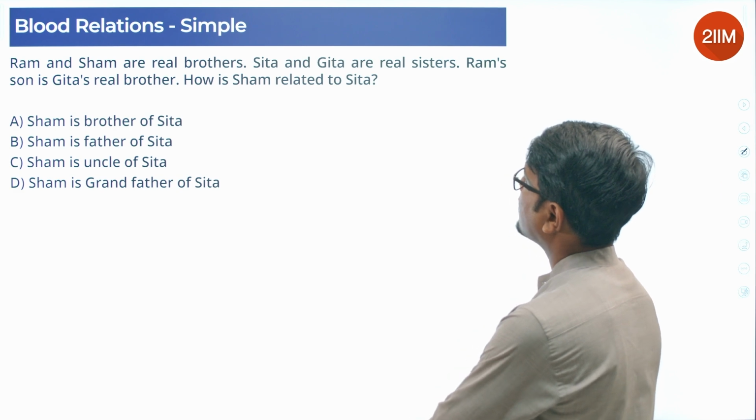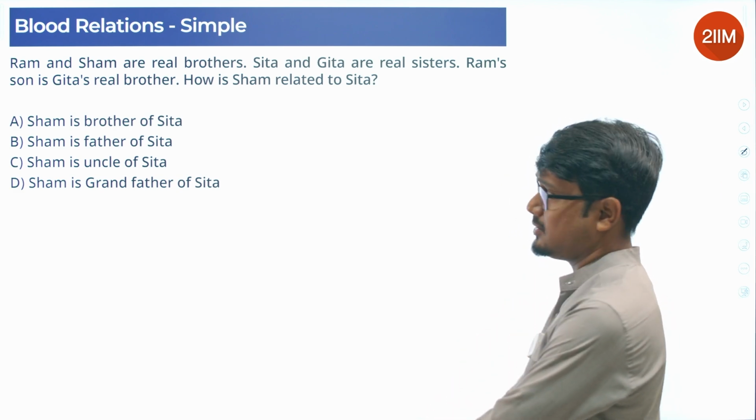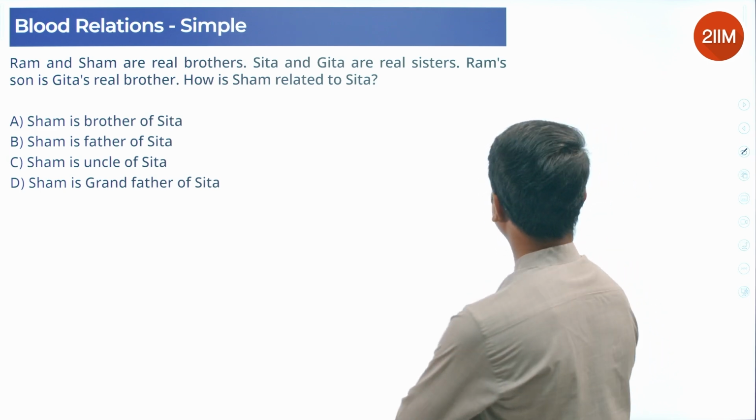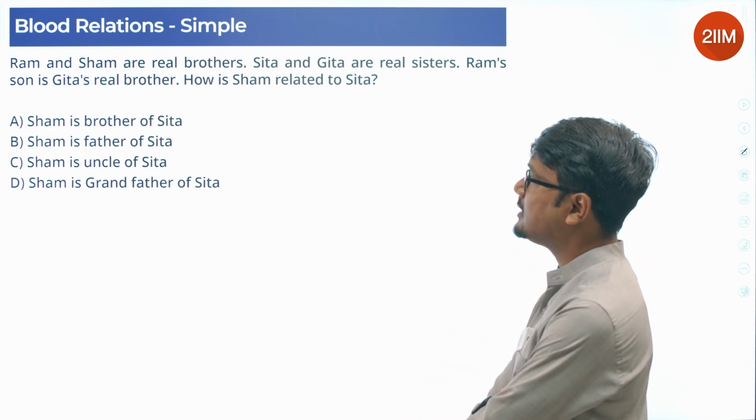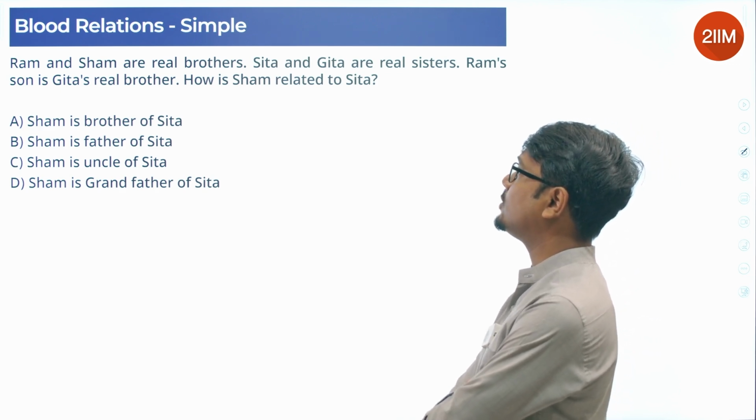Ram and Sham are real brothers. Sita and Geeta are real sisters. So real sisters, real brothers. Okay. Ram's son is Geeta's real brother. How is Sham related to Sita?